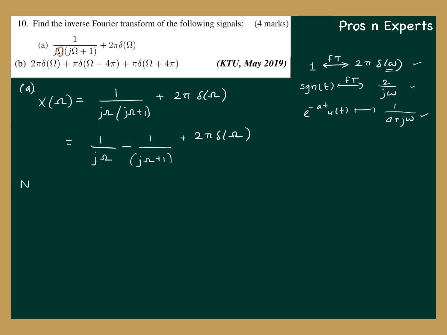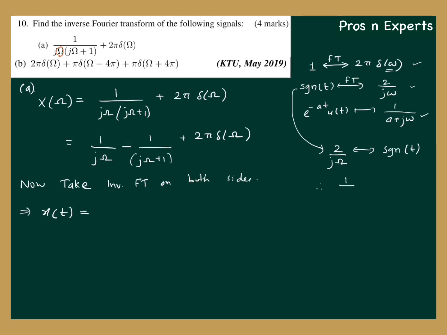Okay, so now take inverse Fourier transform, because all these terms are known to us. Take inverse Fourier transform on both sides, and you will get x of t is equal to, what is the inverse Fourier transform of 1 by j omega? You know, signum of t, right? 2 by j omega is the Fourier transform of signum of t. So what will be 1 by j omega? 1 by j omega will be the Fourier transform of half signum of t. So 1 by j omega will have an inverse Fourier transform of 1 by 2 signum of t.